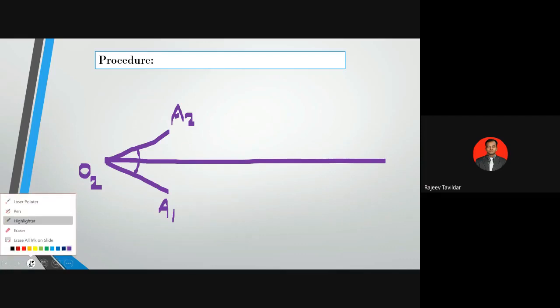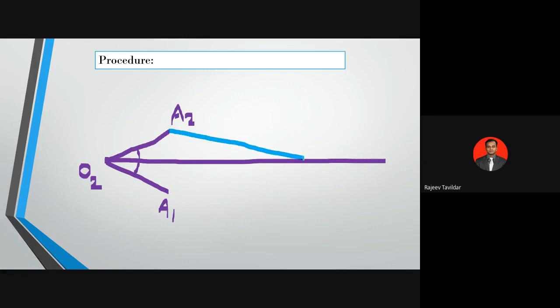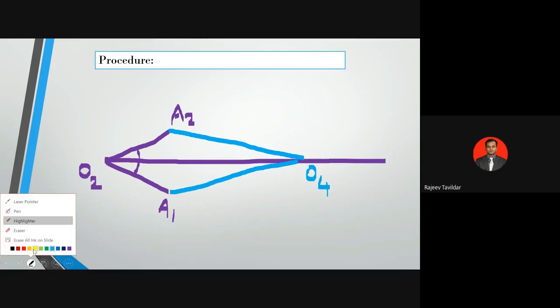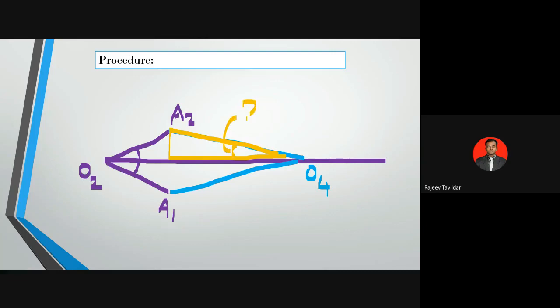To understand how to get O4, let us first assume that O4 is somewhere over here. Wherever I'm joining, we'll assume initially that this is O4. If this is O4, then how should the upper triangle look like? This triangle I'm talking about. I want to know what this angle over here is. So how to get this angle?